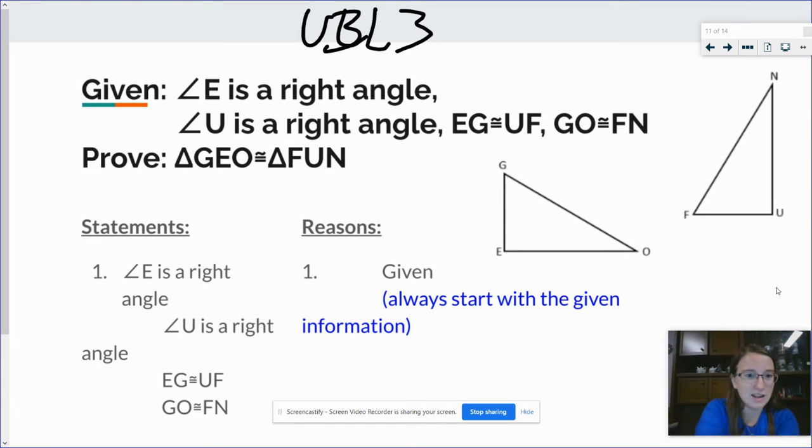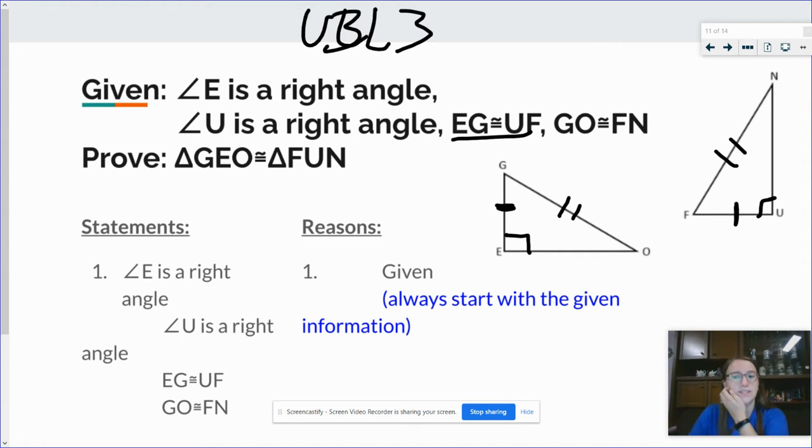So let's go ahead. We've got angle E is a right angle. I'm going to mark that. Angle U is a right angle. I'm going to mark that. And then we have here EG congruent to UF. So here's EG, and here's UF. And then I have GO congruent to FN. We always want to mark those with separate marks so we know they're different.